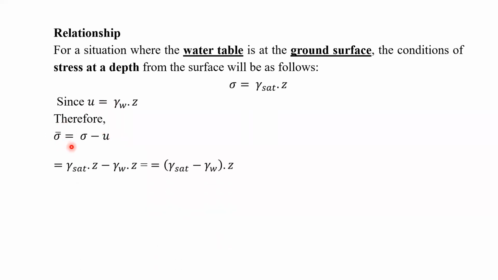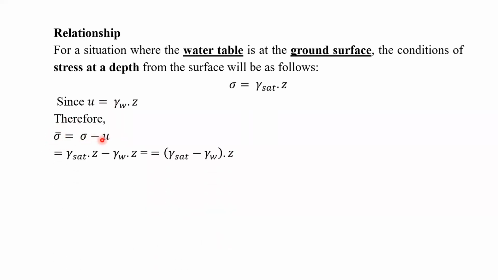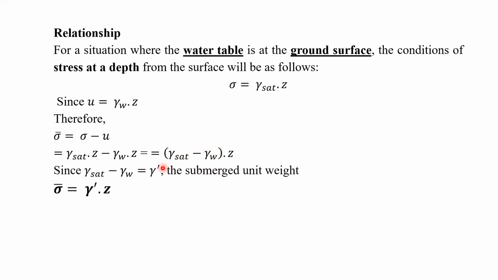So effective stress, we can write as total stress minus pore water pressure. In place of total stress, we can put these values, and the pore water pressure will be the density of water times height Z. So gamma saturated minus gamma W, times Z. Gamma saturated minus gamma W is called the submerged density. So what relation are we going to find ultimately? Effective stress is equal to submerged density times height. This will be the relationship.